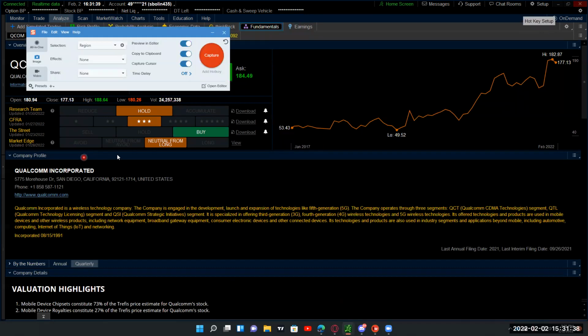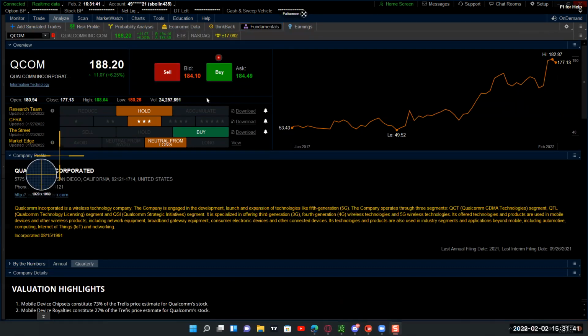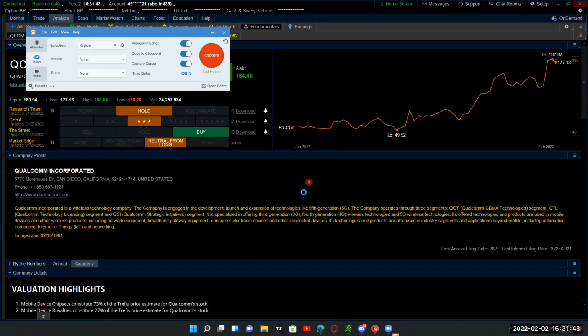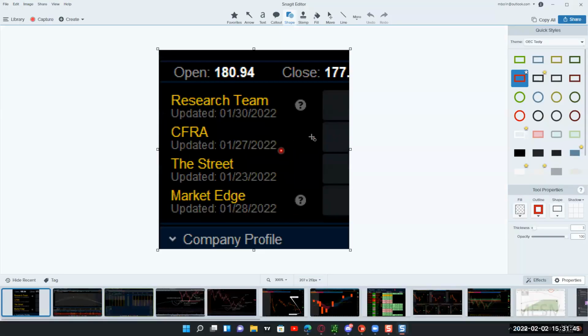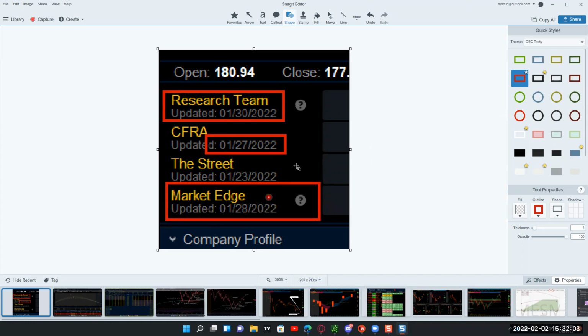One little tip though, make sure the date is good, right? So I'm going to take a picture and zoom in on this. Notice the CFRA report is still last month's. Oh, that's so last month. Yeah, it's a week old. The research team one is also a week old, but it's the newest one on the list. Market Edge, January 28th. The Street, January 23rd. So when you're looking at these, make sure they're as current as you can get.